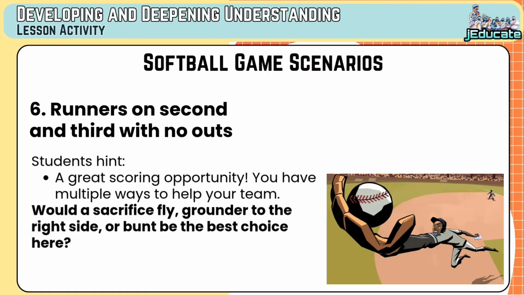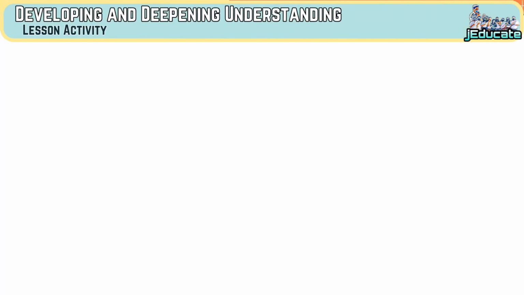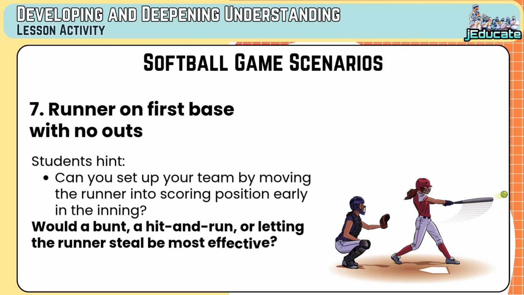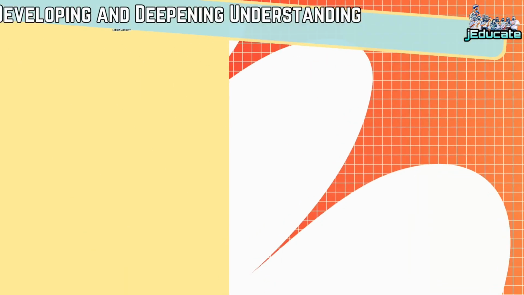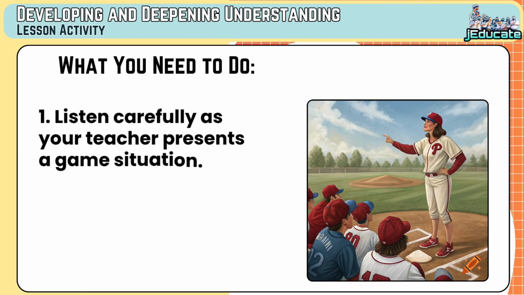Number 6, runners on second and third with no outs. Number 7, runner on first base with no outs. What you need to do.